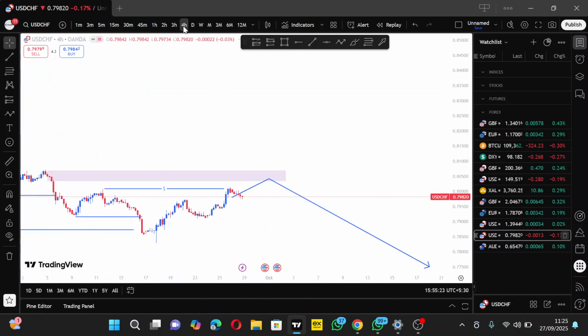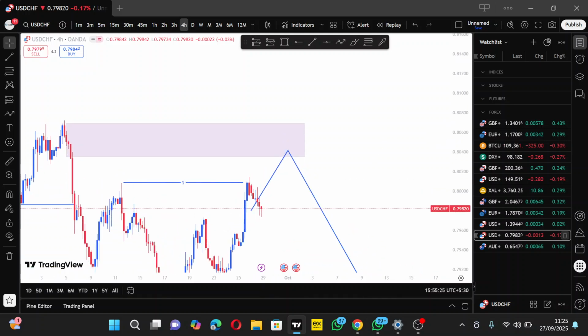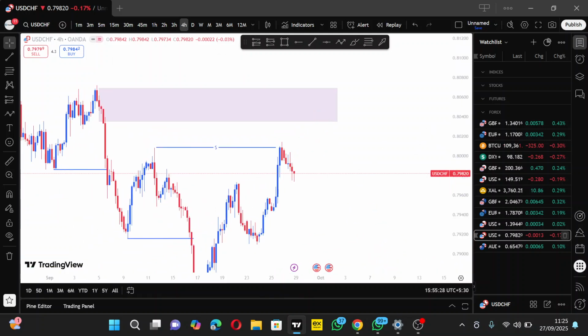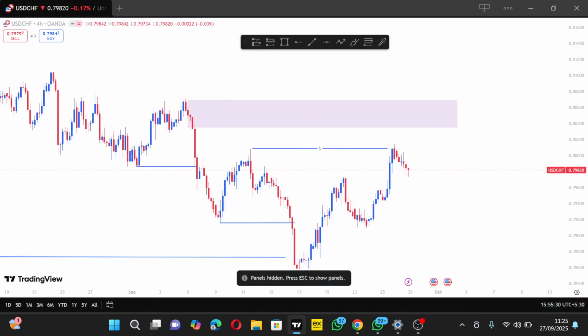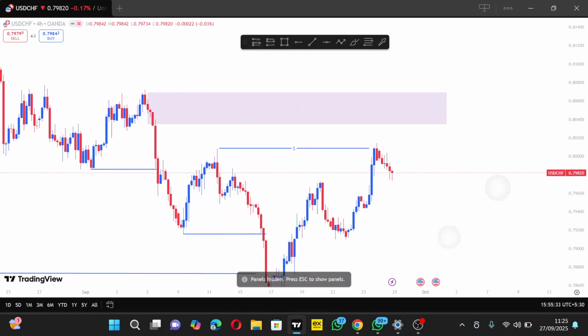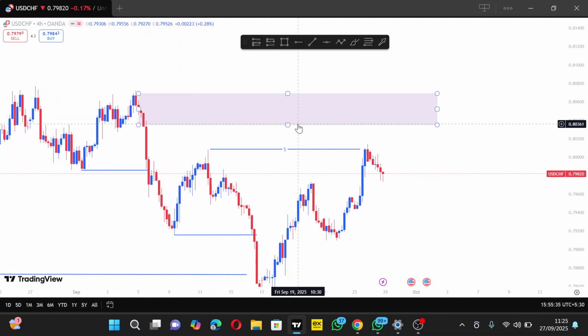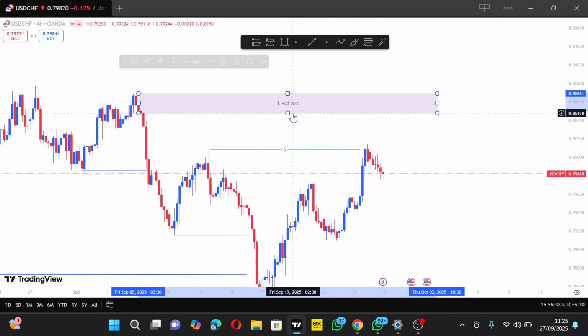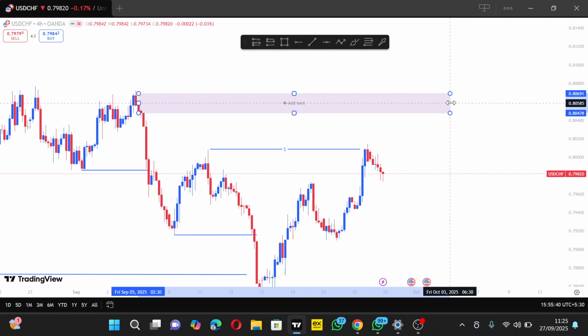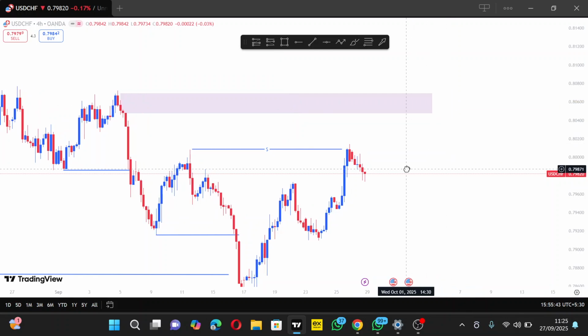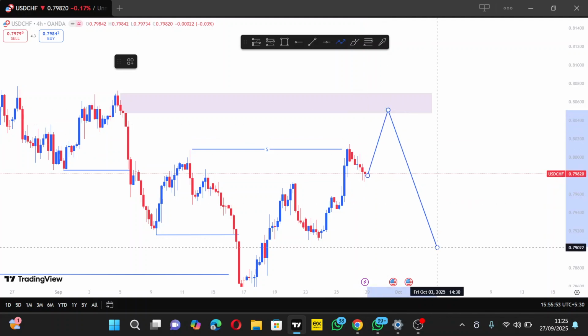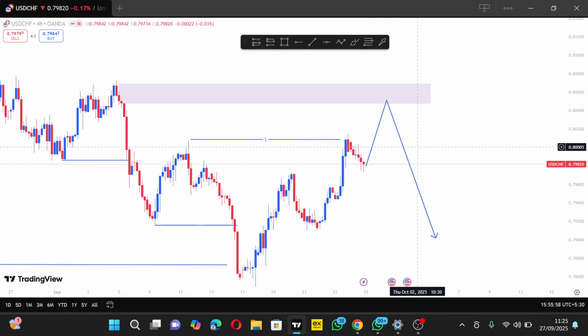So let's go to 4 hours. Let me give you the full analysis. As you can see, there is a sweet fair value gap here around this area. This is a 4 hour order block. So this is where we are going to be using. We are going to wait for price to move all the way up, tap here, then before we sell.